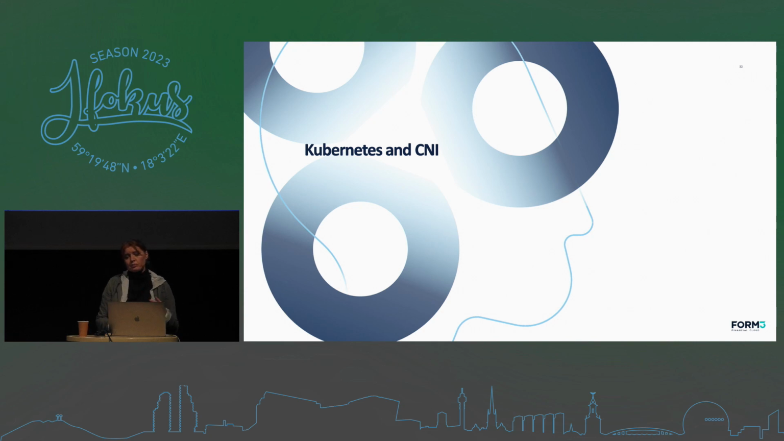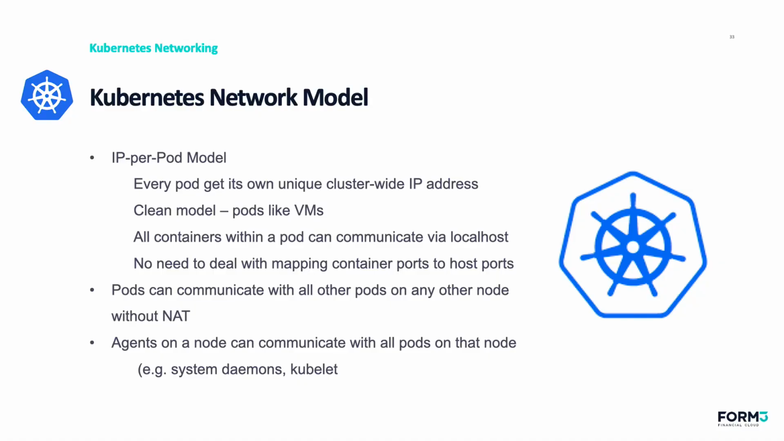I mentioned that on top of regular networking, you usually have Kubernetes. Well, in our case, we have Kubernetes, and with Kubernetes, there come CNIs. So briefly about the Kubernetes networking model, you have this IP per pod model. Every pod gets its own unique cluster-wide IP address. We can think about pods as our virtual machines.